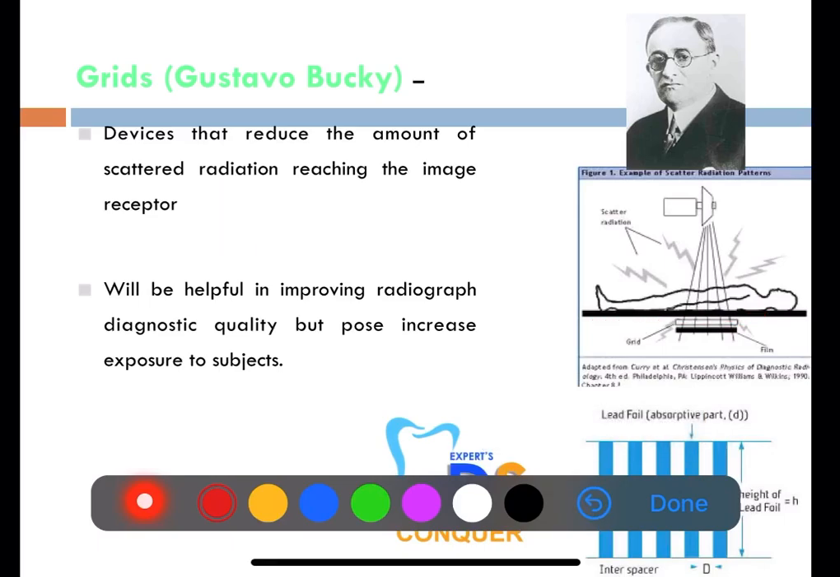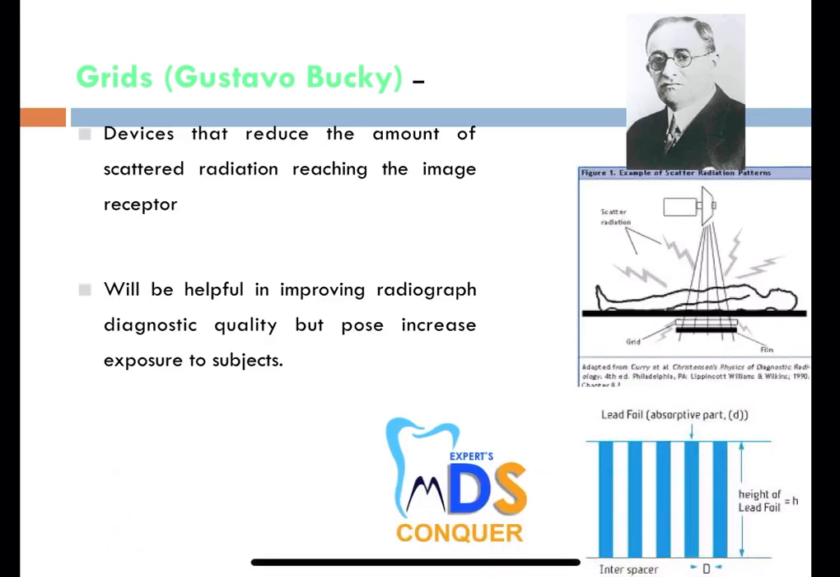Though it increases the exposure to the patient, it gets a good image. It improves the quality of the image and improves the diagnostic quality of the radiograph, because it reduces the amount of scattered radiation which is reaching the image receptor. So, the important concept behind grids is that they are made up of lead, which reduces the scattered radiation towards the image receptor, so that it can improve the diagnostic quality of the radiograph. As you can see here, it is made up of alternate bands of lead, the film shows there.